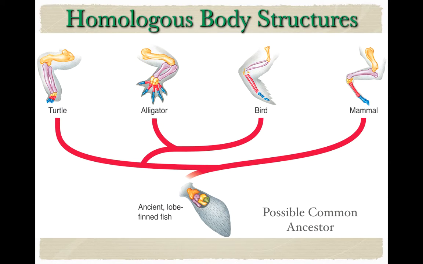Here's another diagram showing how an ancient fish could have possibly been the common ancestor to turtles, alligators, birds, and mammals. The bones in that fish could have changed slightly over time to give rise to these different types of species and to allow them to function in different habitats.